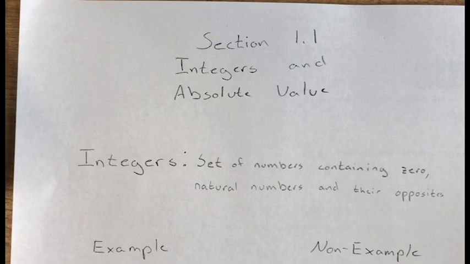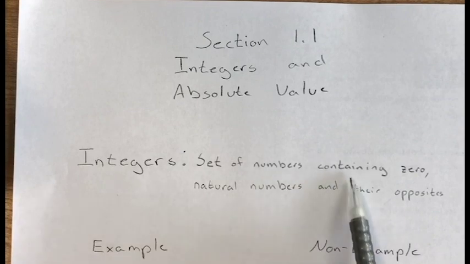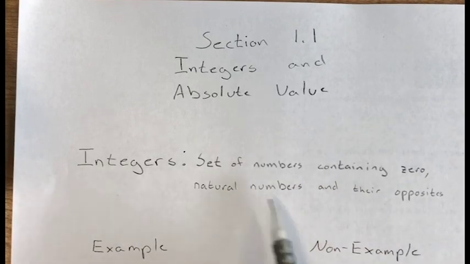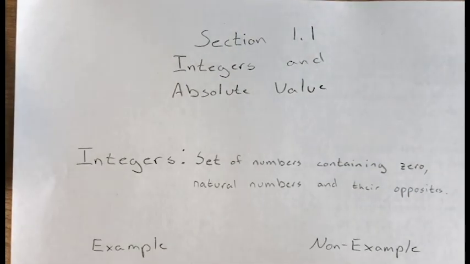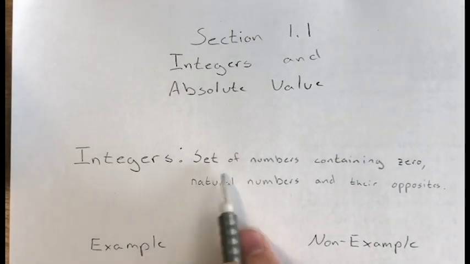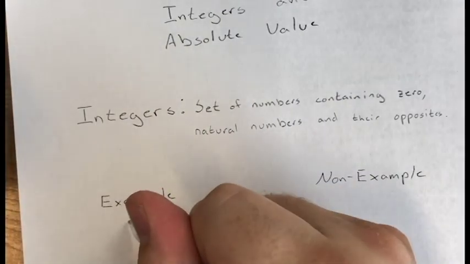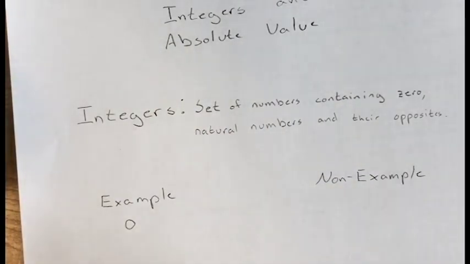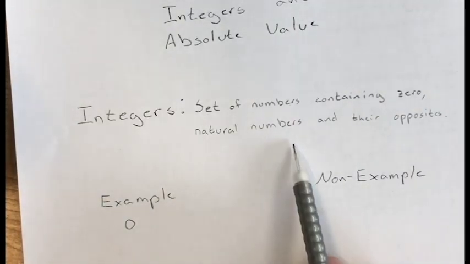As you can already tell, we're going to be talking about integers. And an integer is simply this. It is a set of numbers containing 0, natural numbers, and their opposites. So I just threw a bunch of words at you, so let's talk about it. It is a set of numbers containing zero, so an example of an integer is the number 0. This is an integer. And then it says natural numbers.